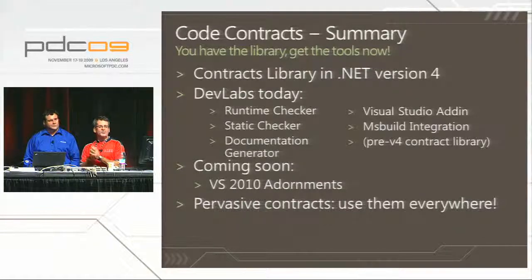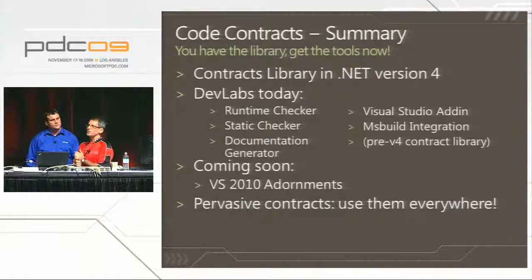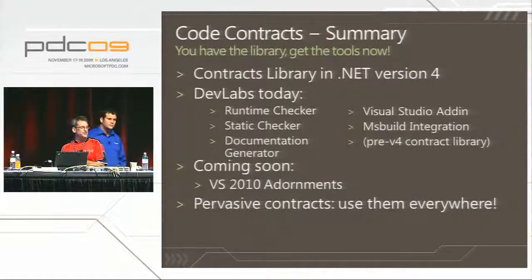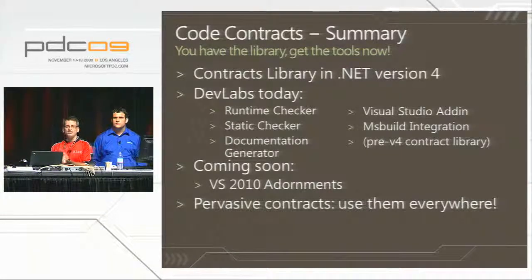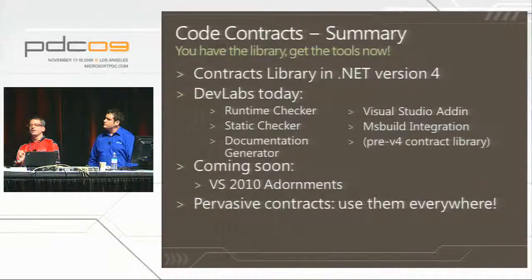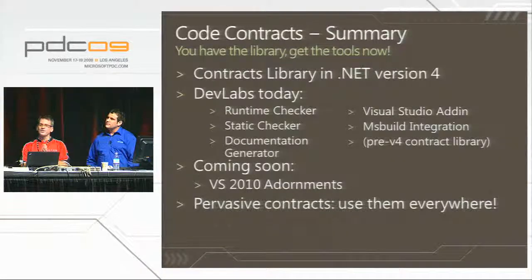From DevLabs, when you install it, you'll get the runtime checker we showed, the static checker, and our documentation generator. If you're not using Visual Studio 2010 yet, well, besides feeling shame, you can still use our contracts because we have a little standalone library that defines the Contract class for you. And then very soon we'll be shipping the Visual Studio 2010 editor extensions that will show you the contracts in IntelliSense and inherited contracts.